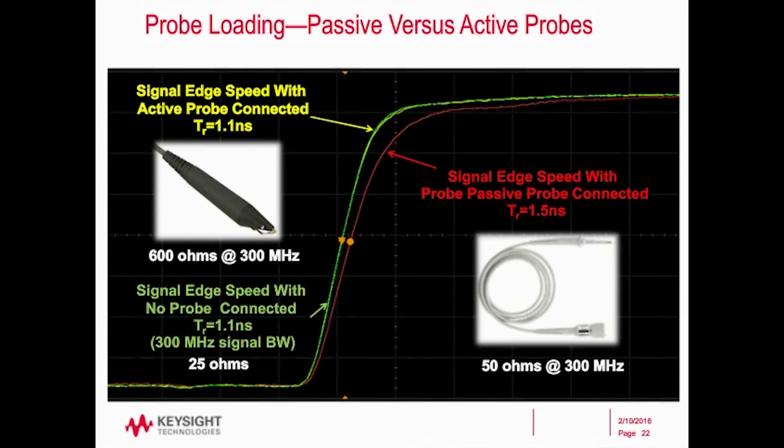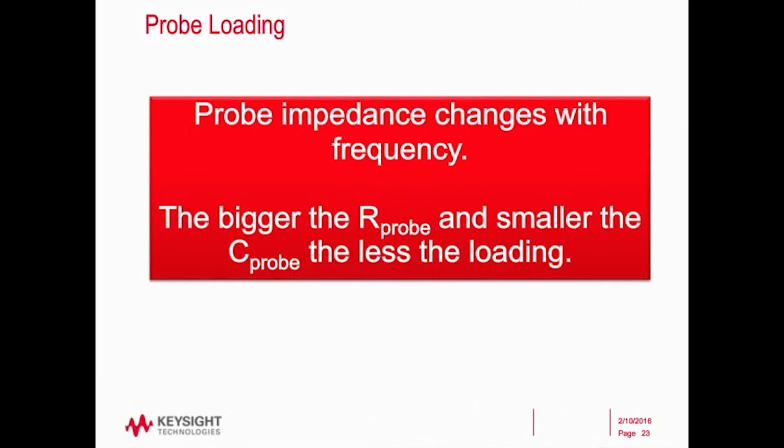If we look at this then, that passive probe looks like 50 ohms at 300 megahertz. The active probe looks like 600 ohms at 300 megahertz. So for probe loading, remember that impedance changes with frequency. So it isn't all just about a big R. You want to probe with a big R, but you also want to probe with a small C. That's going to improve your loading.